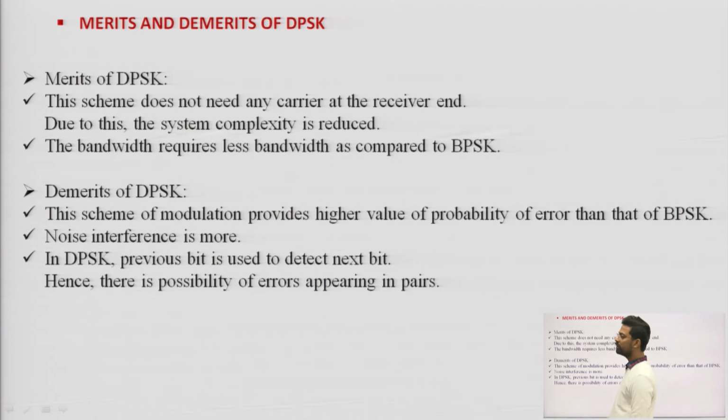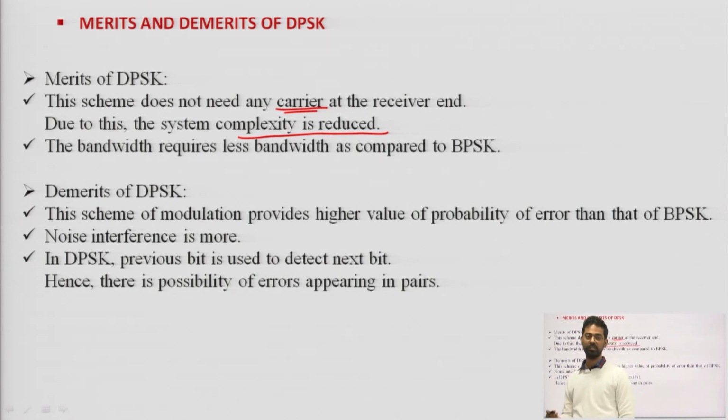So this was about the DPSK transmitter and receiver. And what are the merits of DPSK? This scheme does not need any carrier at the receiver. This is the main aspect of this type of modulation. Due to this, the system complexity is reduced. It is not an easy task to synchronize the carrier signals at the transmitter and the receiver, so the system complexity is reduced, and proportionally the cost is also reduced.